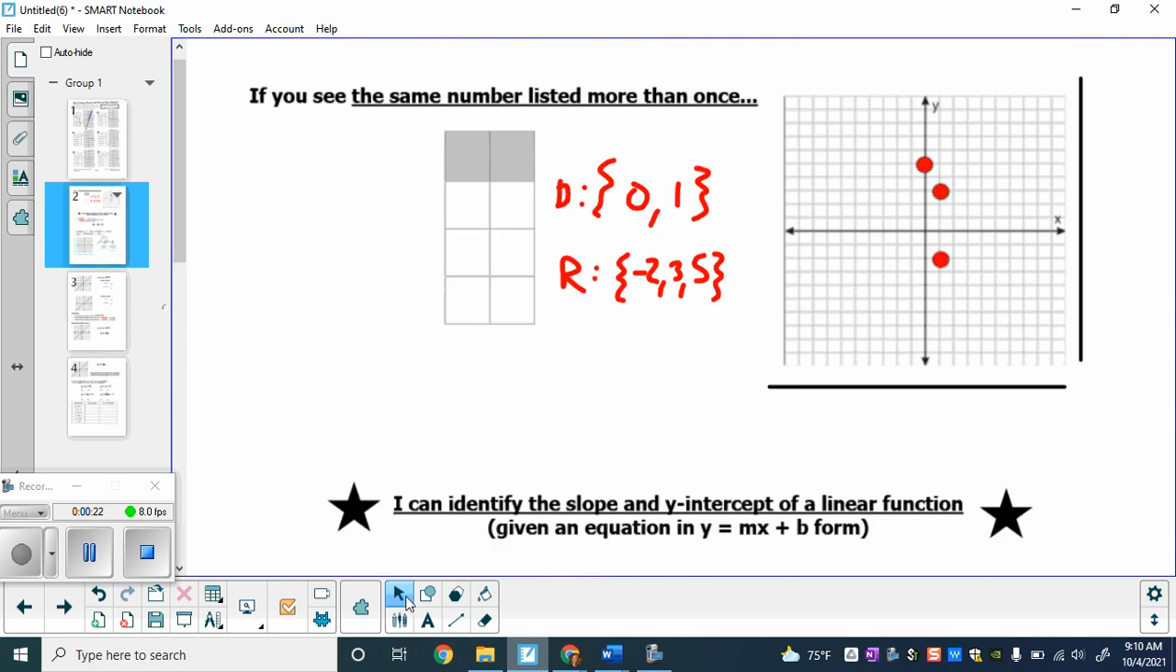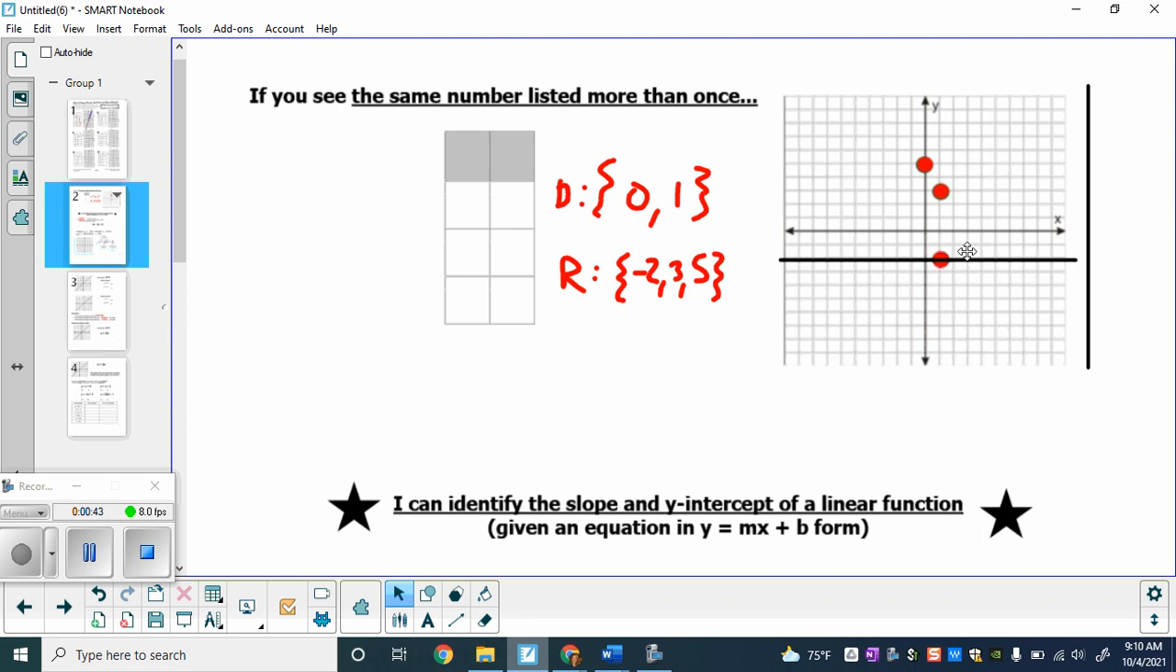Now, a quick refresher from the last video: the domain is when you're scanning along the x-axis from left to right. Here we scan and see a point at 0 and then again at 1, so we only have to list the 1 once. Then for the range, we scan and we see something at -2, and then something again at 3, and then again at 5, which is where we got those numbers listed in the braces here.